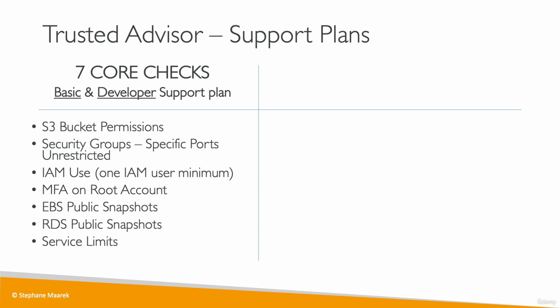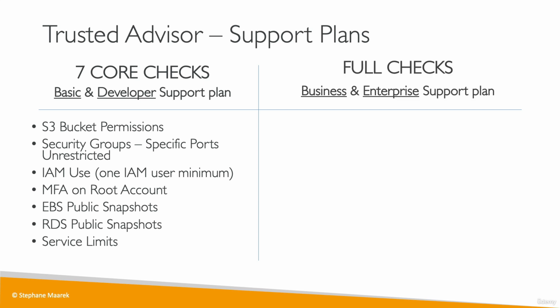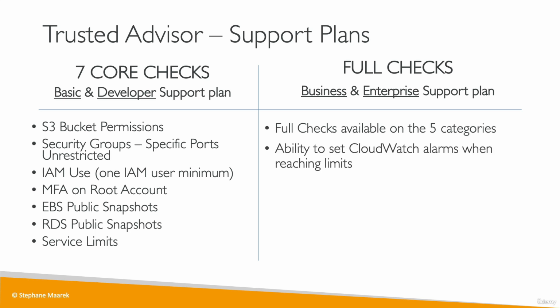The other thing you need to know about Trusted Advisor is around the full checks. This is available for your business and enterprise support plan, yet another thing to remember. It's going to give you access to all the checks in the 5 categories I showed you before. You can set CloudWatch alarms when reaching these limits. And very important as well from an exam perspective, you get programmatic access using the AWS Support API. You do not have access to that API if you are on the basic and developer support plan.